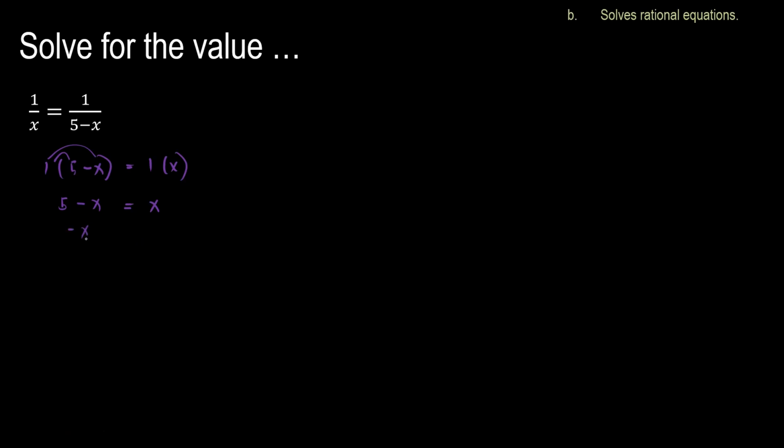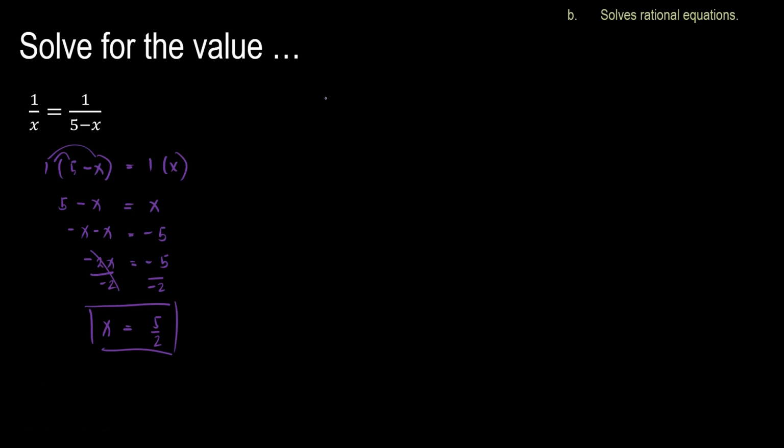So, negative x minus x is equal to negative 5. Negative 2x is equal to negative 5. Divide both sides by negative 2 for us to get the value of x. So, this one is cancelled, since negative 2 divided by negative 2, the answer is positive 1. So, x is equal to positive 5 halves. Now, let's determine whether our root is correct or not.